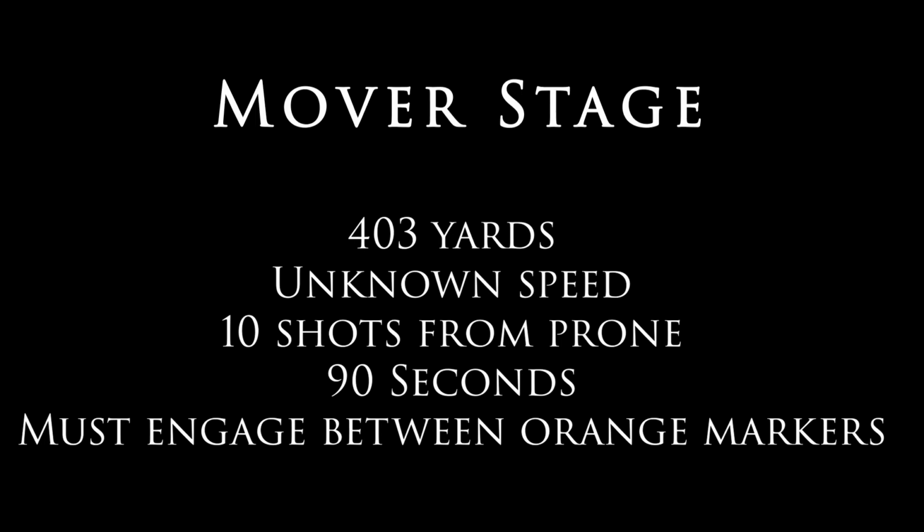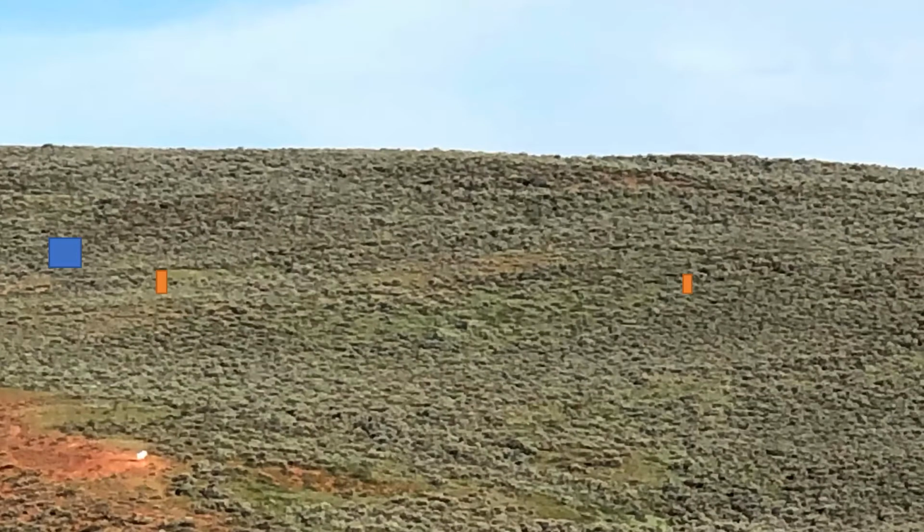So let's first set up a typical mover scenario. This mover is at 403 yards at an unknown speed. You need to engage it 10 times within 90 seconds while the mover is between the two orange pylons.